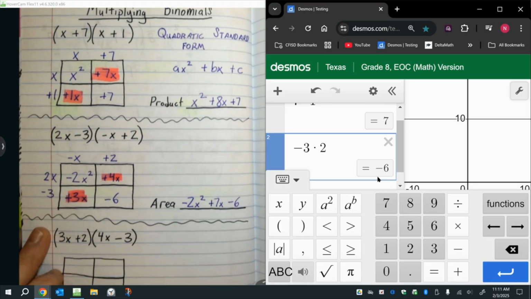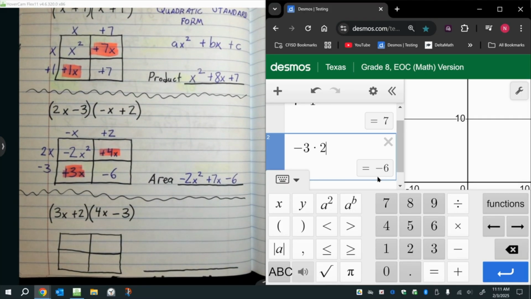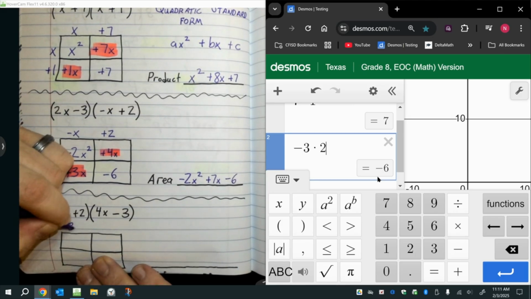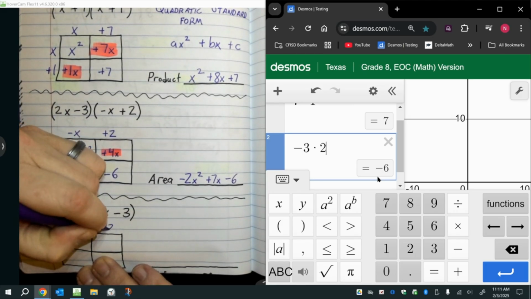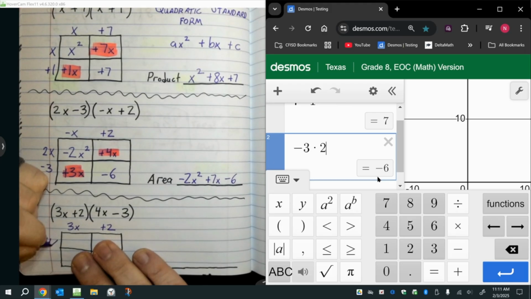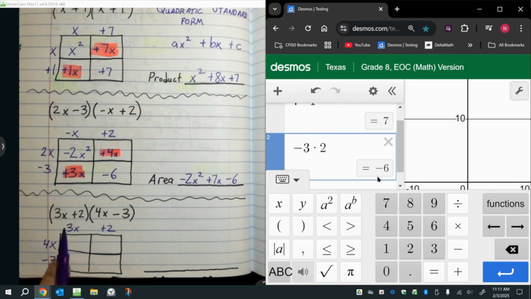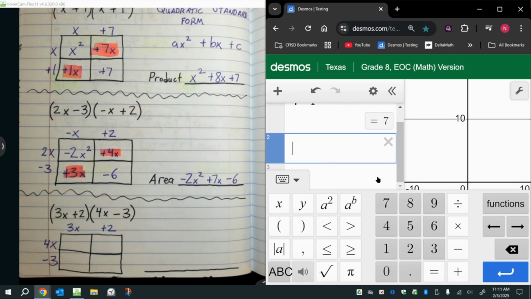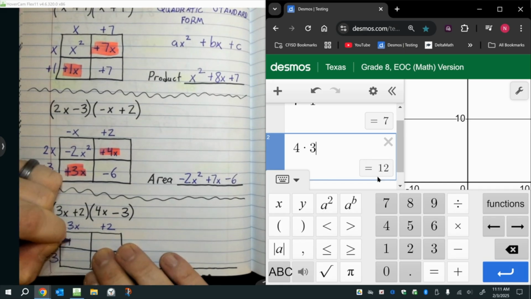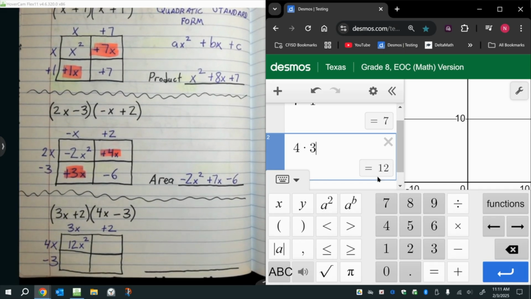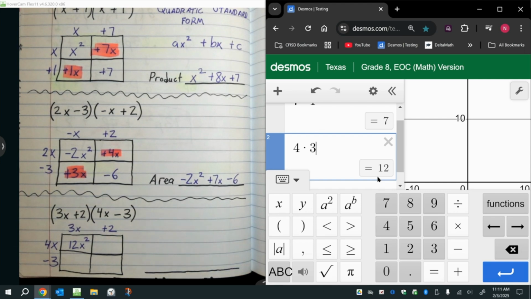All right, one more problem. Let's take a look at the last one. I'm going to put 3x plus 2 here, 4x minus 3 right here. And so now we do 4 times 3. 4 times 3 is 12. x times x, x squared. So 4x times 3x is 12x squared.